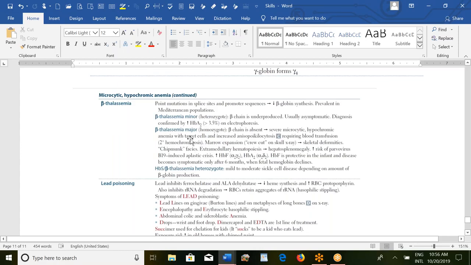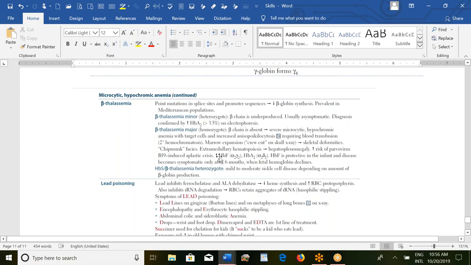Target cells are broken cells, and the cells can be of abnormal shape also, and these patients will require blood transfusion. Then due to blood transfusions, they can deposit extra iron into their system, so they can have secondary hemochromatosis. Why? Because blood is breaking down, and iron is depositing into several organs in the body. So they can have skeletal deformities, facial changes, extramedullary hematopoiesis, hepatosplenomegaly, increased risk of parvovirus B19 aplastic crisis, and sometimes they can have more fetal hemoglobin also.